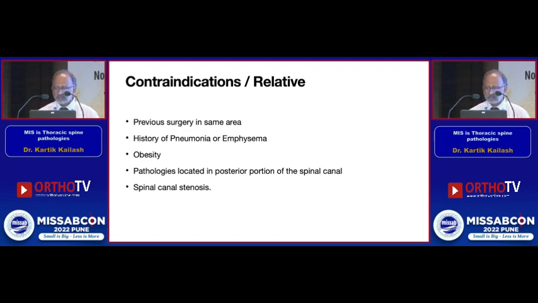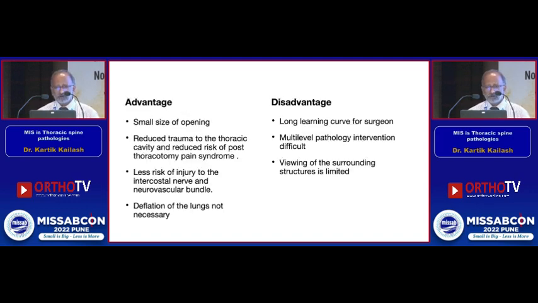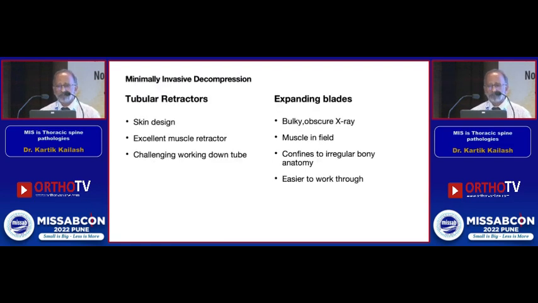Now, contraindications which are relative could be previous surgery, history of pneumonia, emphysema, obesity; pathologies in the posterior part of the canal and the spinal column itself can be a contraindication. Advantages are small size, reduced trauma, less risk, and deflation of the lung is not necessary. We're doing it at a lower level as compared to the higher level. Disadvantages are a long learning curve, multi-level pathology is difficult to intervene, and viewing the results is also a little difficult as compared to a large open surgery.